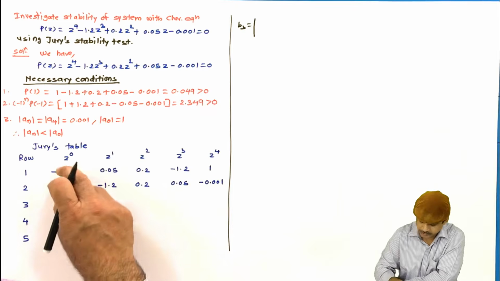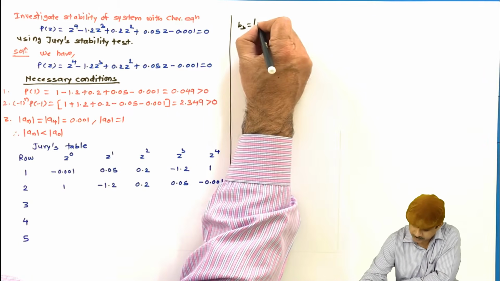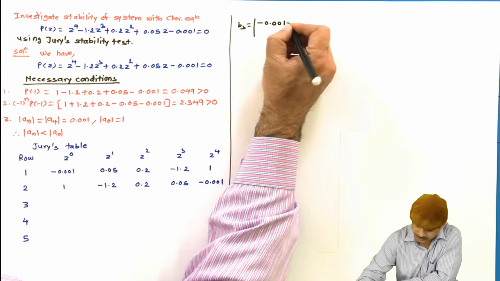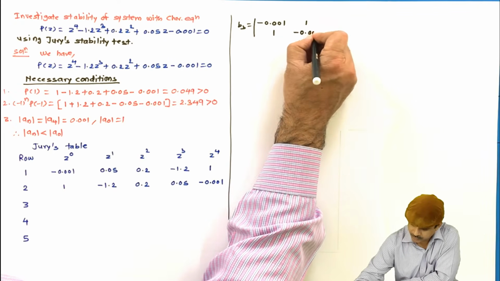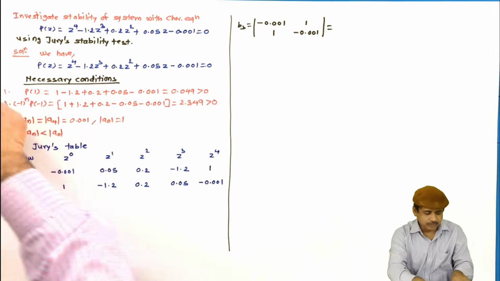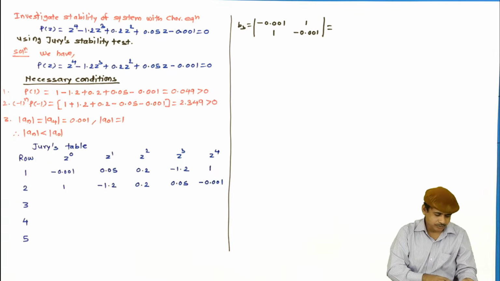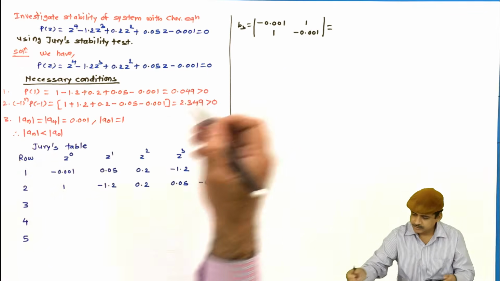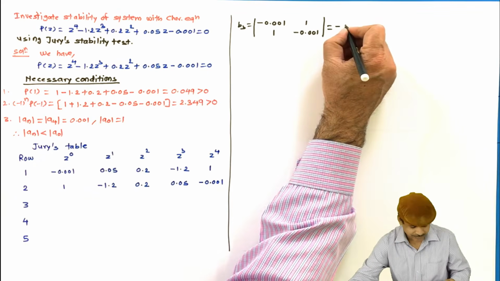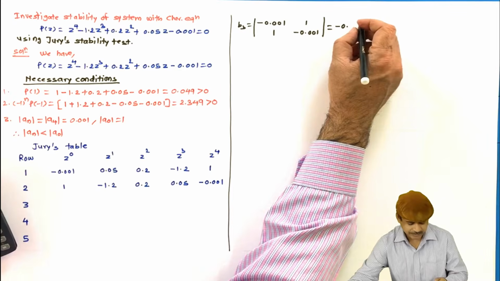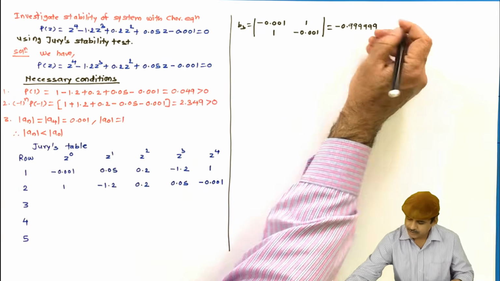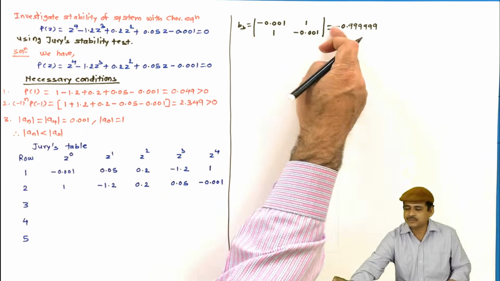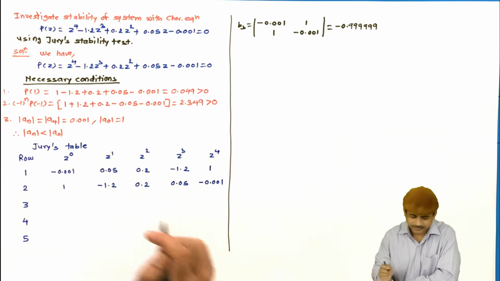B3 will be equal to these two and these two elements, minus 0.001, 1, minus 0.001, that is equal to 0.001 square minus 1, this is 0.999999. You cannot round up this. If you have to round up, it will be minus 1 only, nothing else.